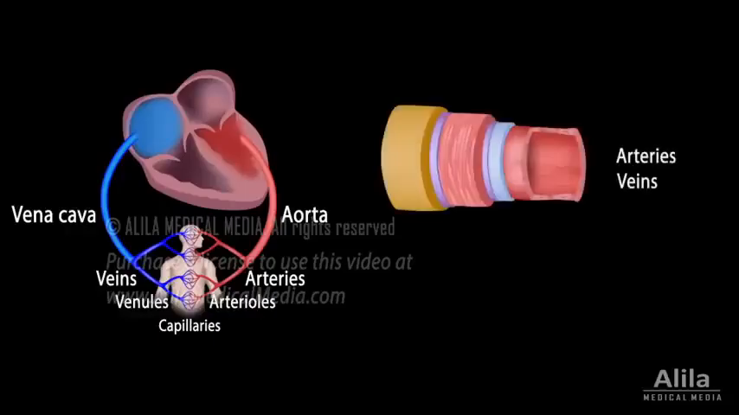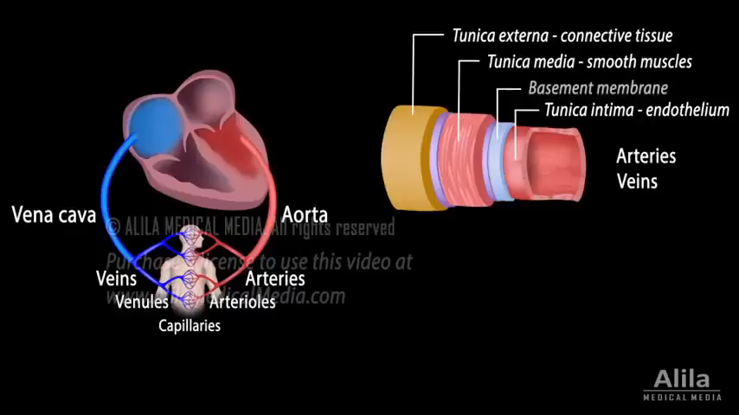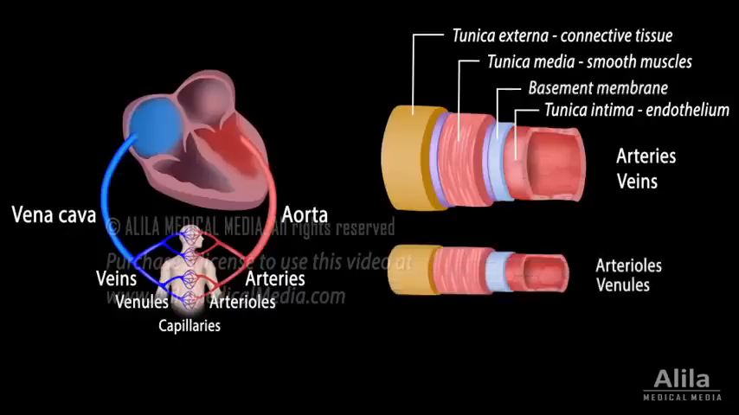Their walls consist of 3 layers. An outer layer of loose connective tissue serves to anchor the vessels to the surroundings. A middle layer of mostly smooth muscles allows the vessels to constrict or dilate, regulating blood flow. And an inner layer consists of thin squamous endothelium, separated from outer layers by a basement membrane. In general, larger vessels have more connective tissue and smooth muscle.